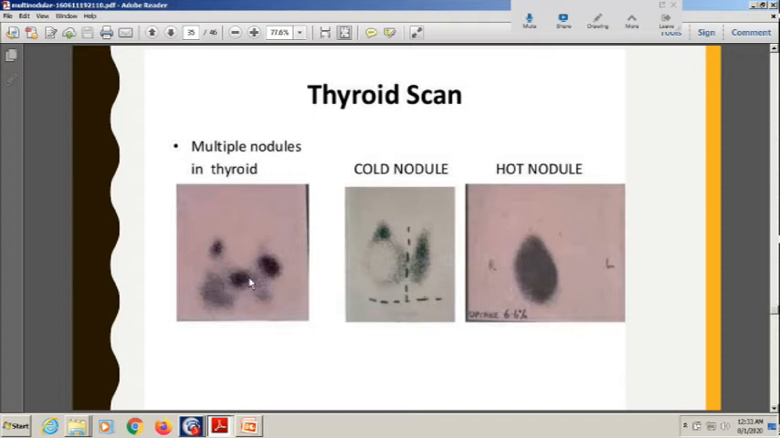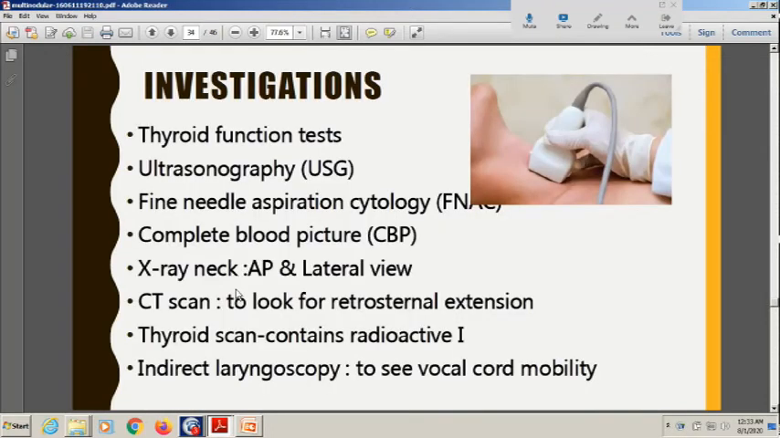Now one more test is indirect laryngoscopy. Indirect laryngoscopy is just to look for vocal cord mobility, because sometimes before the operation, because of something physiological or some other related disease, there is paralysis of the vocal cord, not because of the thyroid gland. It is also very important to compare the patient after thyroidectomy, because sometimes in surgery there is an injury to a nerve, so we can check after the surgery.